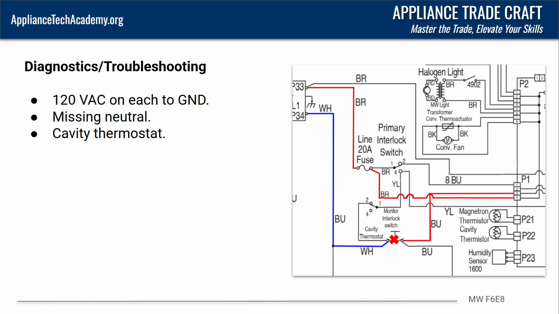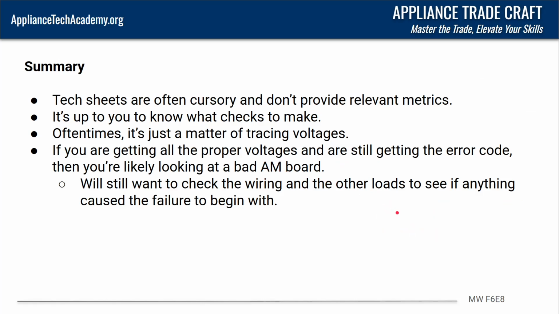Those are often the easiest ones to figure out because it's just figuring out where the voltage is and where it isn't. Looking at your wiring diagram and reducing the problem. If we're looking for voltage here and we're not seeing it, then where are we missing it? So if you're getting all the proper voltages and are still getting that error code, then you're likely looking at a bad appliance manager board.